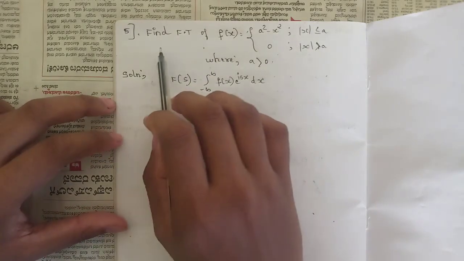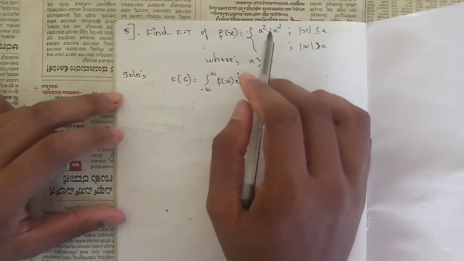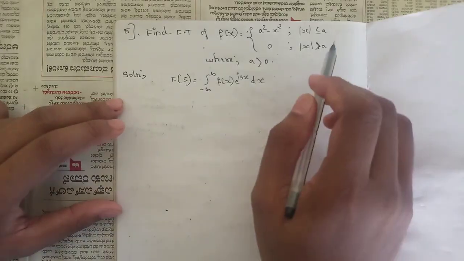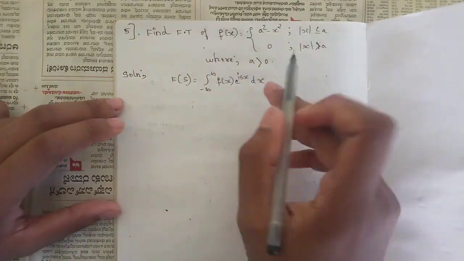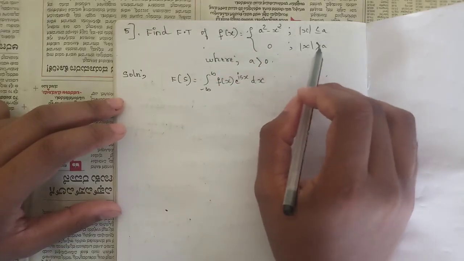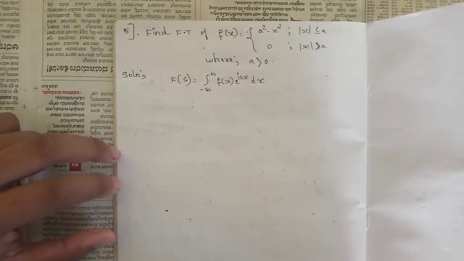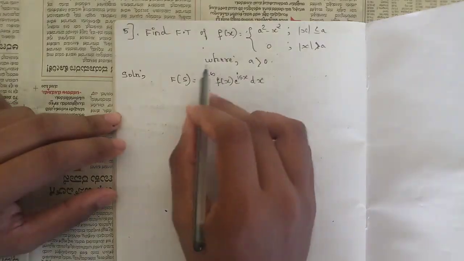That is, we need to find the Fourier transform of f(x) = a² − x² when |x| ≤ a, or else we can write it as when the value of x lies between −a to a, and f(x) is given as 0 when |x| is strictly greater than a, where a is a positive constant, that is a > 0. So now we know that f(s), in order to find the Fourier transform, this is the general form.